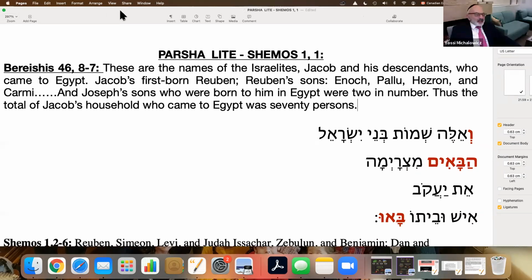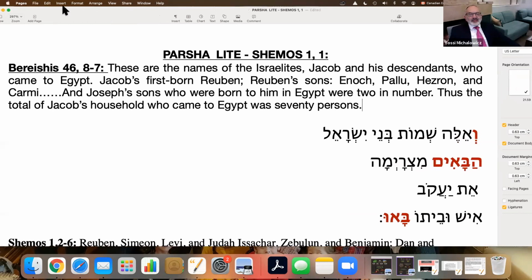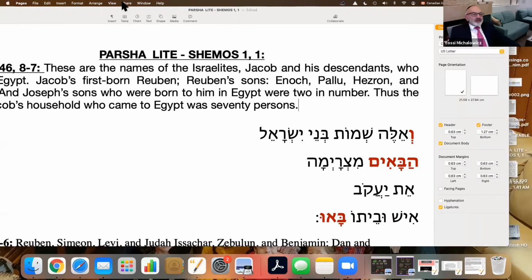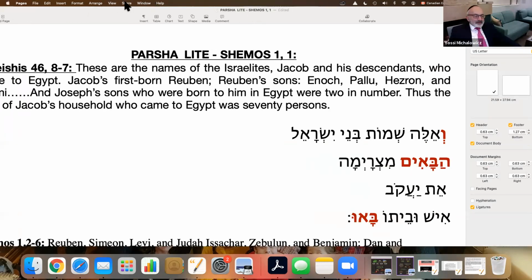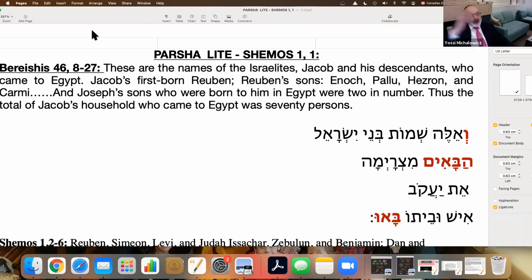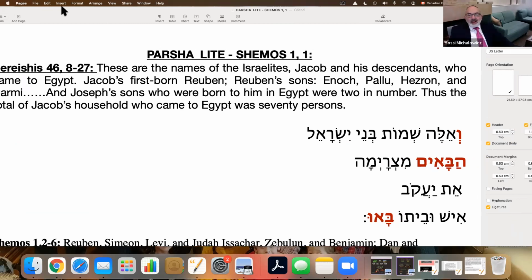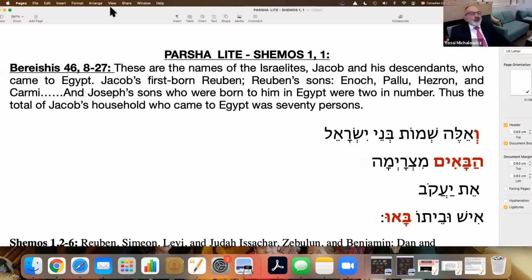Let's go back to Parshas Vayigash, when Yaakov was leaving Canaan and going to Egypt. It says, these are the names of the Israelites, Yaakov and his descendants who came to Egypt. Yaakov's firstborn, Reuven, Reuven's sons, Enoch, Palu, Hezron, and Carmi, etc. It's 46:8 to 27, I should say. And then at the end, Yosef's sons who were born to him in Egypt were 2 in number. Thus, the total of Jacob's household who came to Egypt was 70 persons. The Torah gives a full listing of the people who went down to Egypt. That was 2 weeks ago.